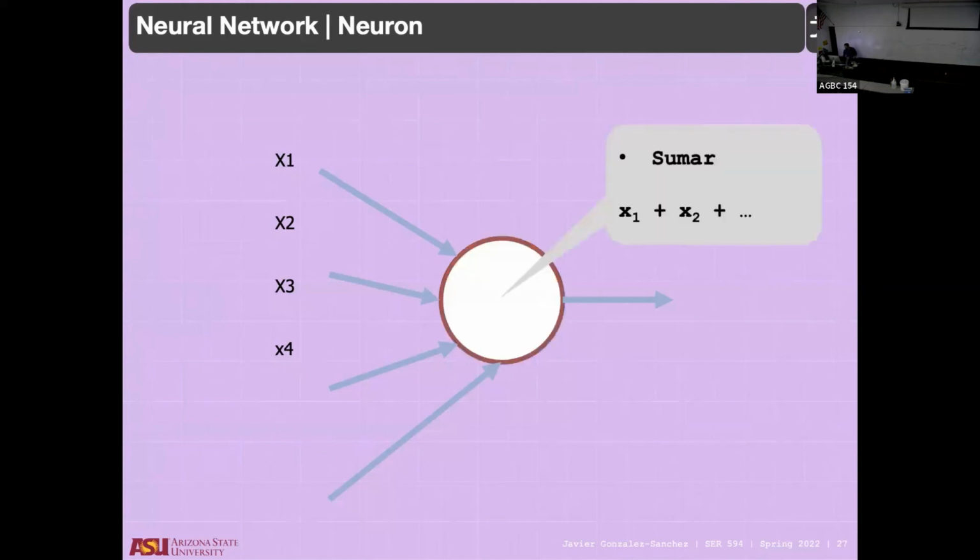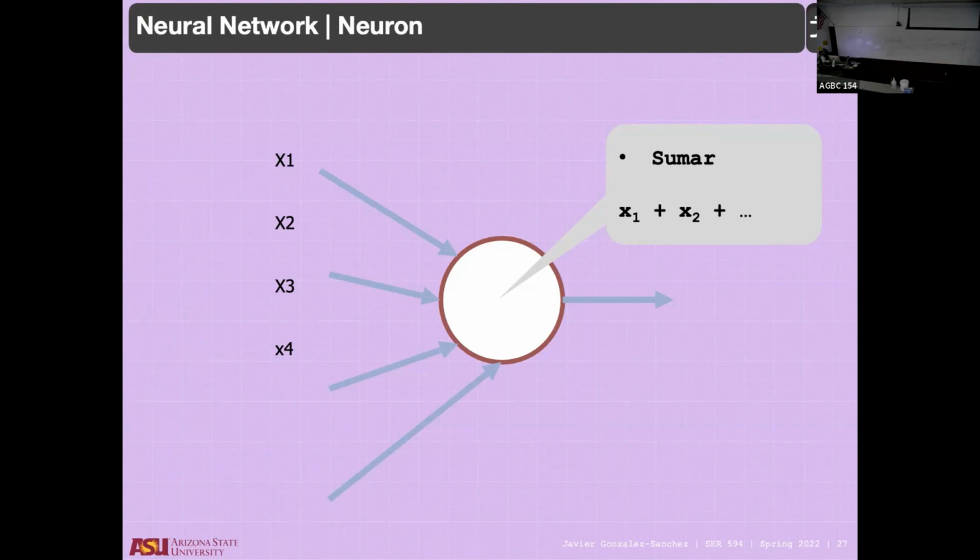The output, an equation. What is the simple equation that we can have? What is the simplest way in which we can put together all the inputs? The simple equation, addition.